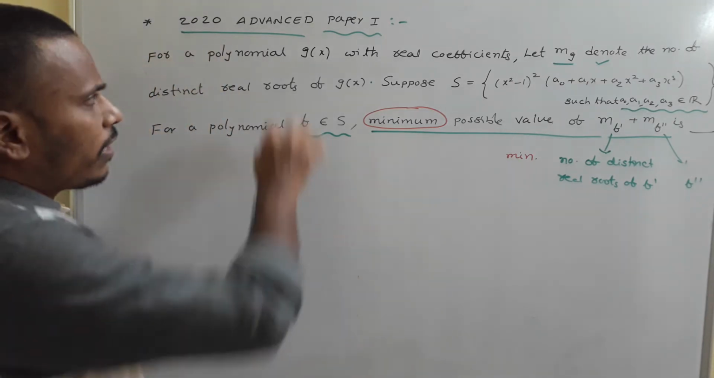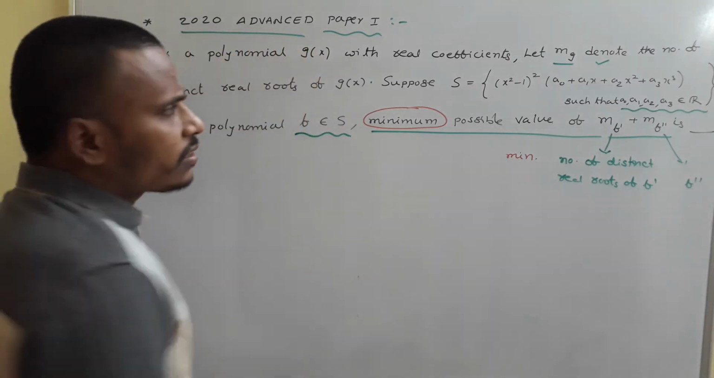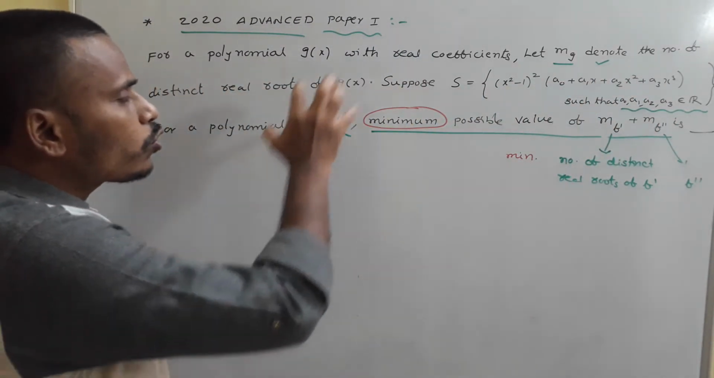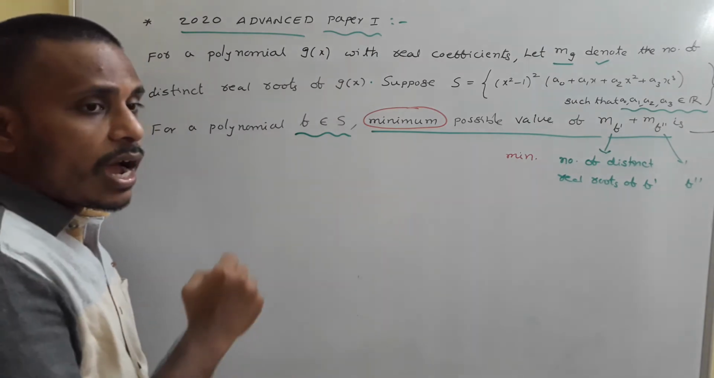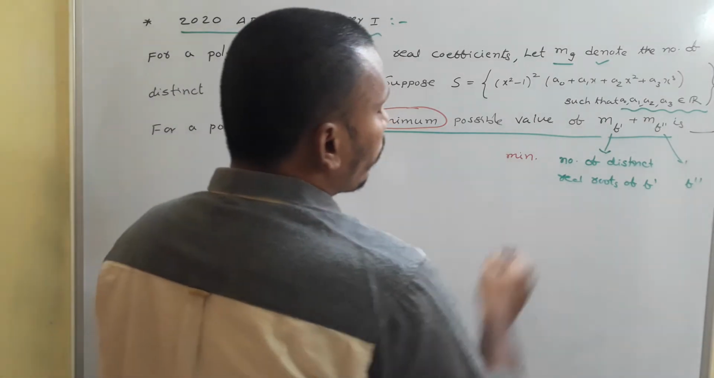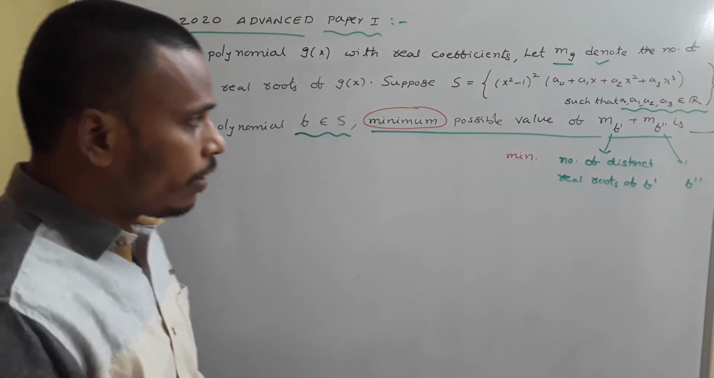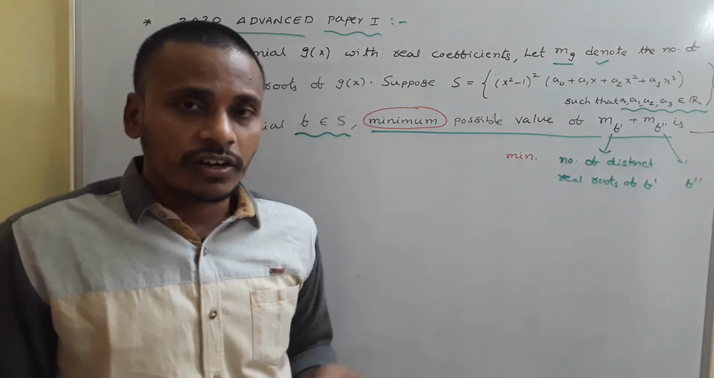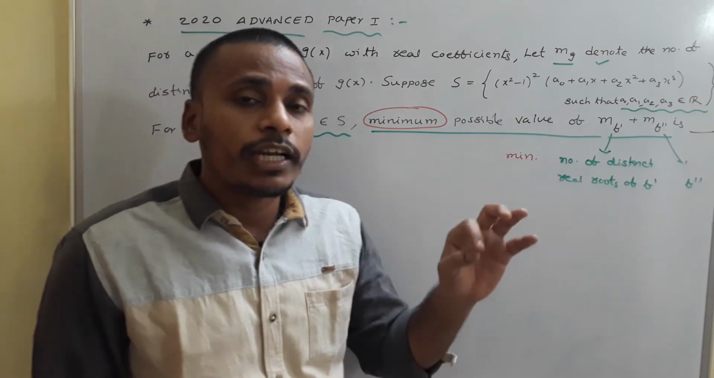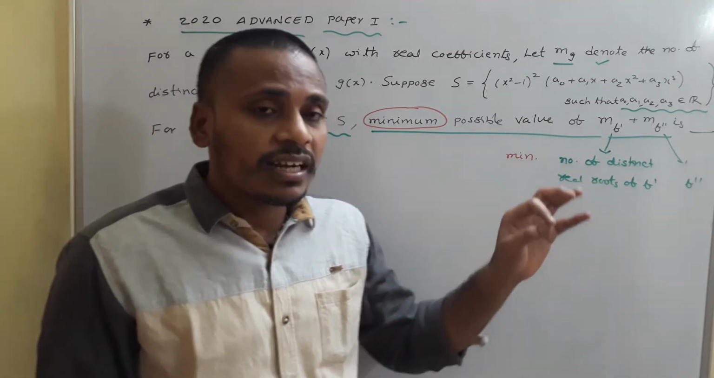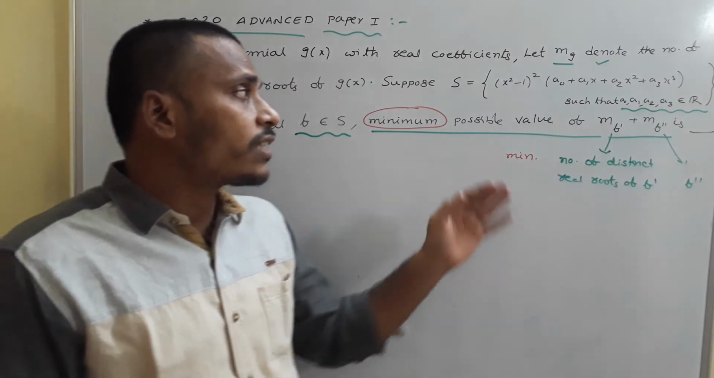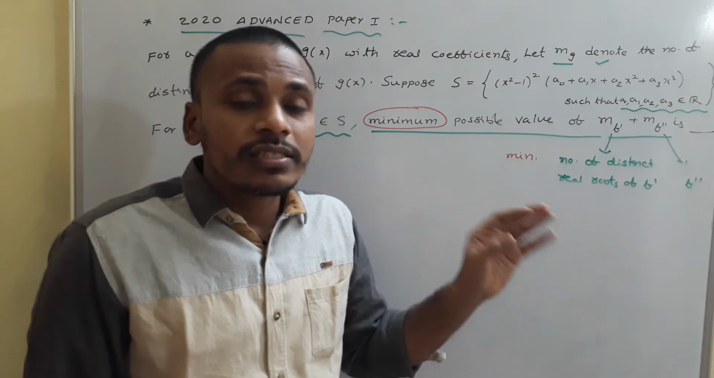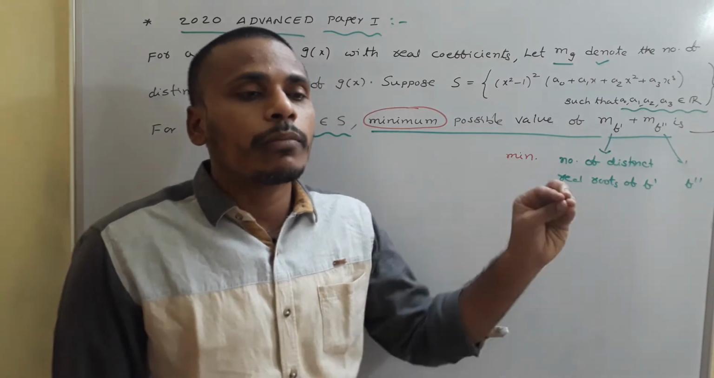What is the part? The first line is just the notation, the second line is just giving the definition of S, and the third line means we need to select a polynomial from that S and calculate the minimum possible value of mf dash and mf double dash, and these are the numbers of distinct real roots. So now at the end my task is to find distinct real roots for f dash as well as f double dash, not to find all the distinct real roots, just to find the minimum number of distinct real roots.